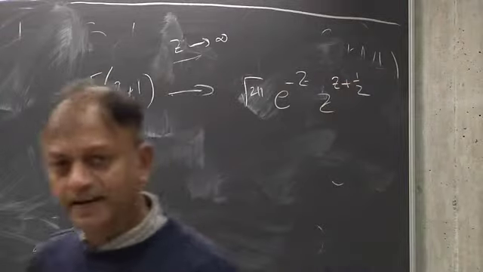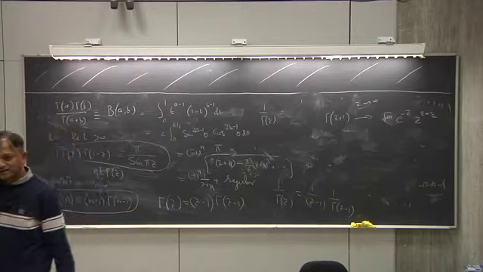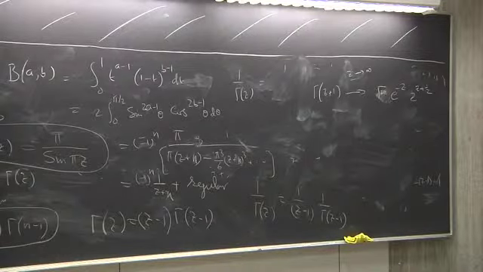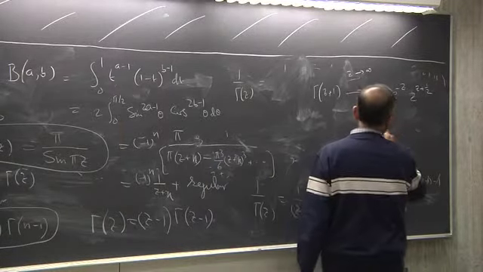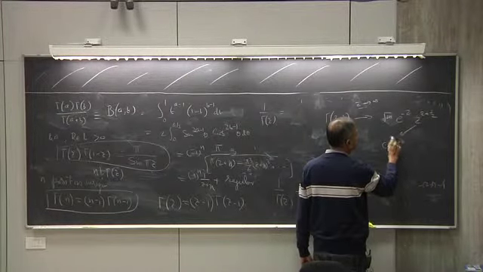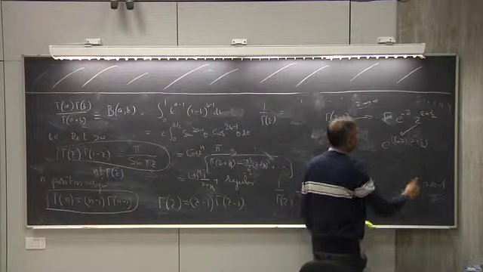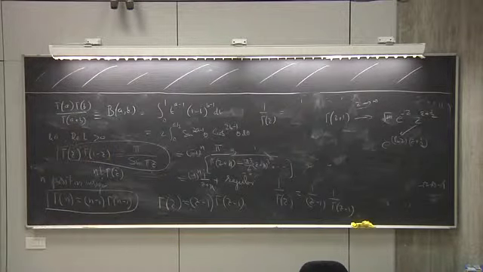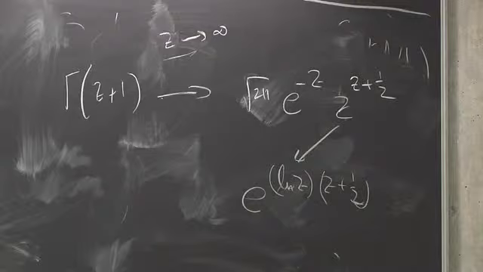This is a very rapid growth. It really blows up very rapidly, even faster than the exponential, because this is e to the power of, I can write it as e to the power of log z times z plus half. So it's even faster than exponential growth. This Stirling formula we will use later when we discuss hypergeometric functions, in the fourth chapter.